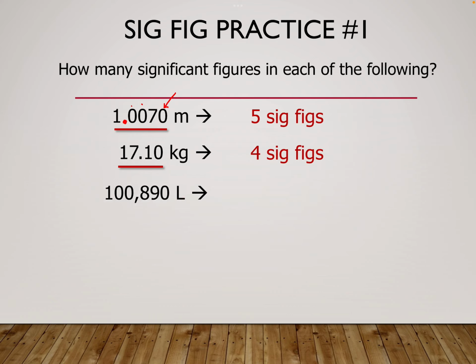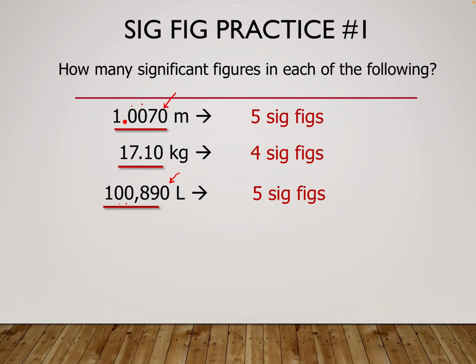Alrighty, so we have some captive zeros. Remember, captive zeros are always significant, so those 2 are. But we have another trailing zero. Remember, trailing zeros are significant if there's a decimal point. Do you see there's no decimal point in this number? Therefore, that 0 is not significant. So this number only has 5 sig figs.